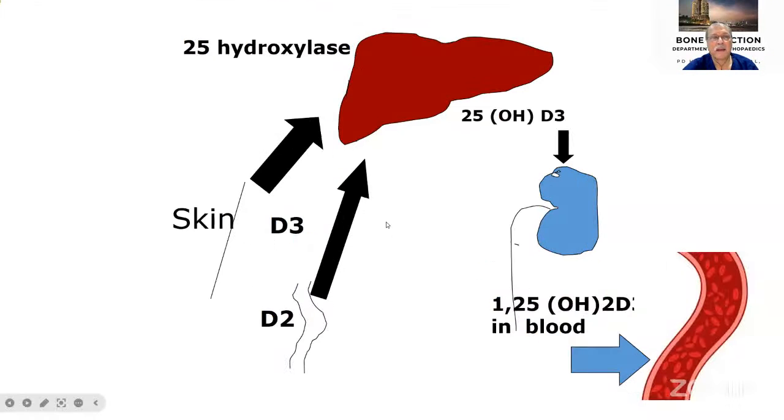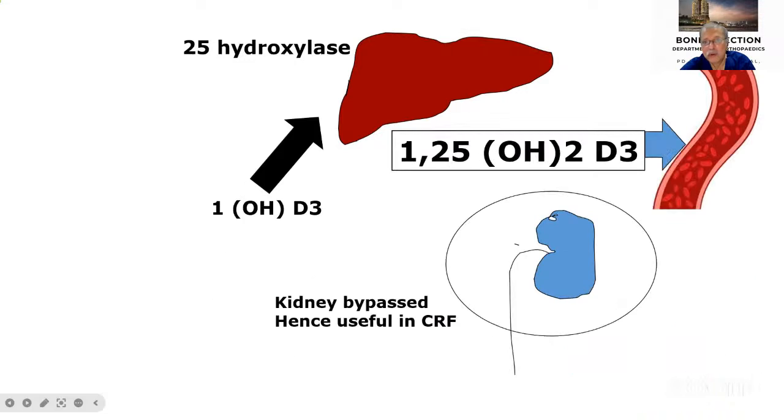Yes, sir. So the skin gives you D3 because of sunlight. Gut gives you D2, that is plant D3. It goes to the liver and it gets hydroxylated by 25 hydroxylase. So what comes out of the liver is 25 OHD3. It comes to the kidney, which changes it to 125 dihydroxy in the blood. Correct?